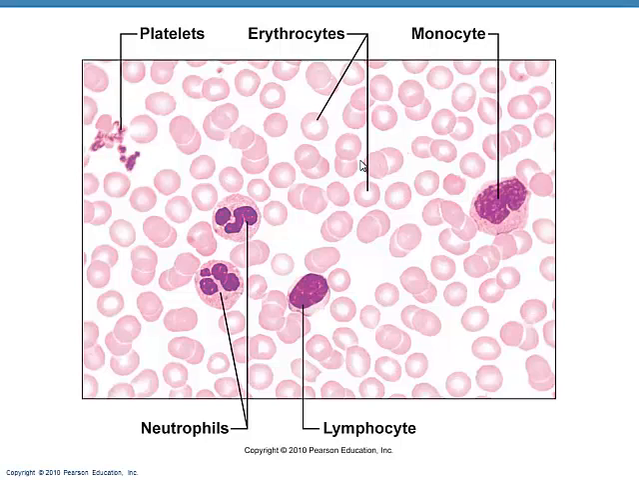So when we talk about formed elements, this is what we're looking at on this slide. Most of what I see on this slide is what kind of cells? Red blood cells, or erythrocytes.